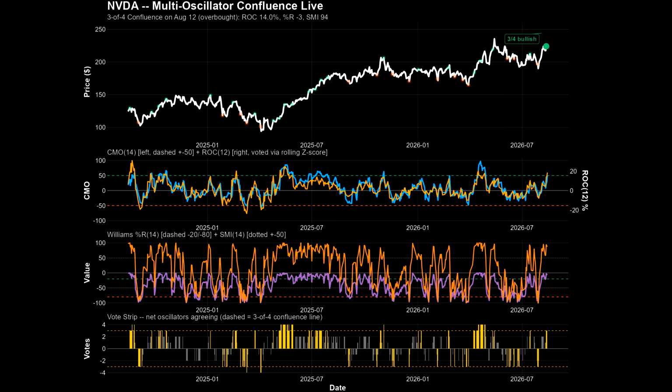By the most recent month, 3 of 4 oscillators are voting bullish at once. ROC reading 14 percent, Williams percent R at -3, SMI at 94, all push toward their overbought extremes together. That's the entire teaching point of this chart in motion. Agreement across independently built formulas is real information, but watching how infrequently it shows up, month after month, is what keeps you honest about how much weight it deserves.